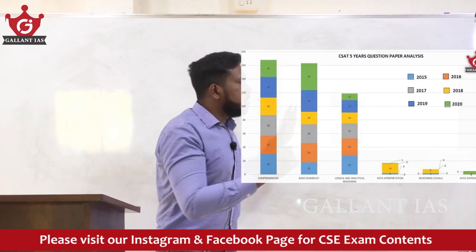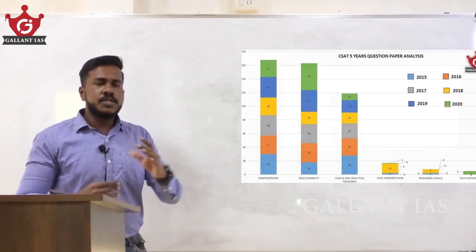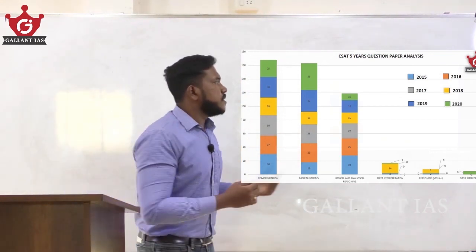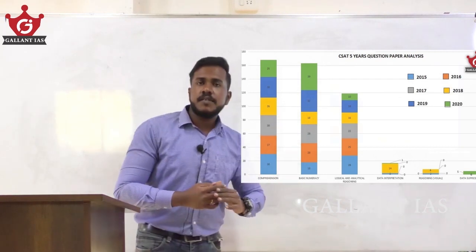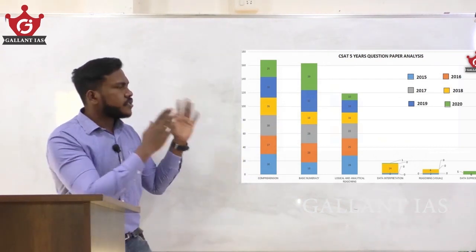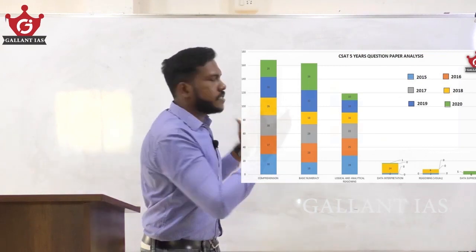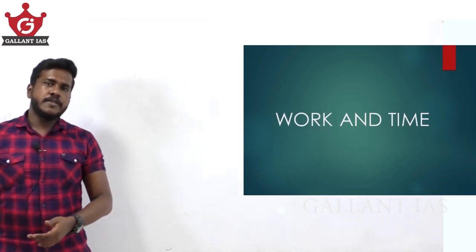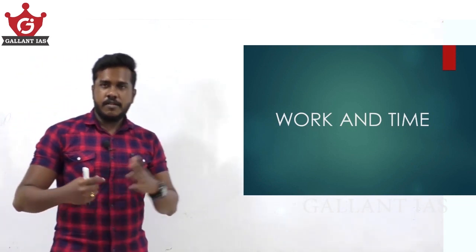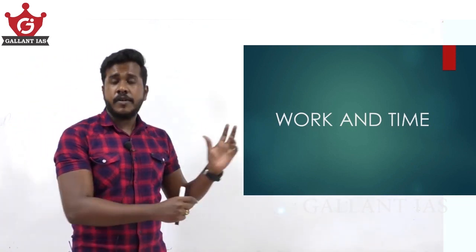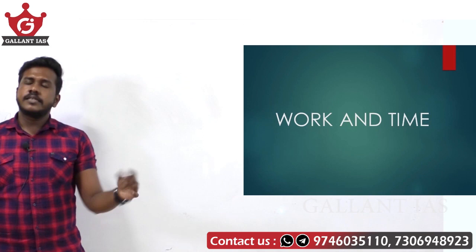Look here. This graph shows the number of questions that had been asked from the year 2015 to 2020. It's a 6 year interpretation of questions. Here you can see the graph. In your previous year questions, you can see a lot of questions based on work and time. It's an important topic, and it's also very easy.